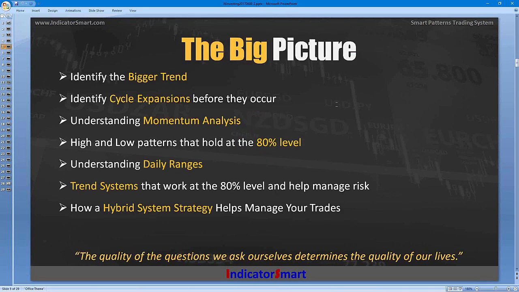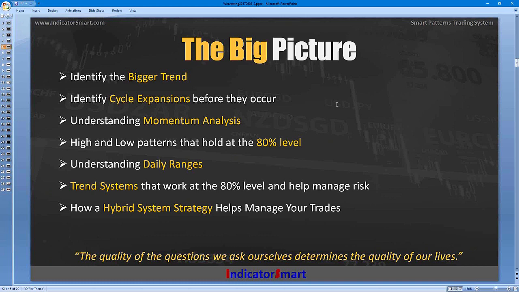So what are we going to cover today? Well, the big picture of what we're going to cover today is identifying a bigger trend and identifying cycle expansions before they occur. This is one of the very first trading systems that I ever learned to develop: cycle expansions before they occur. So I'm going to show you how to do that.